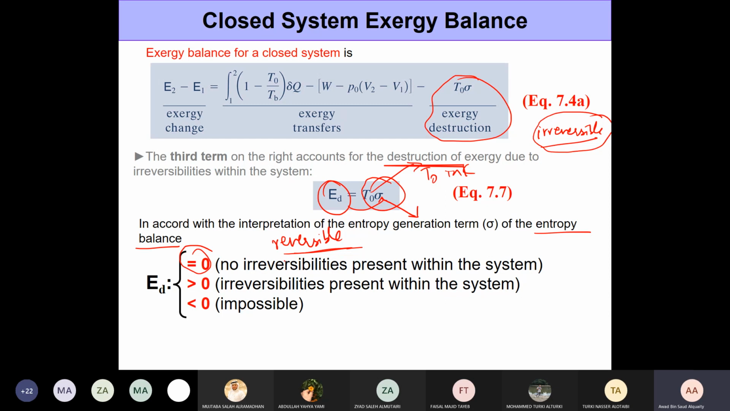On the other hand, if you're dealing with an irreversible process, then there will always be some entropy being generated. Entropy generation will be greater than zero. Because the only other term is T naught, and T naught is always positive, the exergy destruction will also be positive when there are irreversibilities within the system. And of course, entropy generation cannot be negative for any possible process, so the same is the case with exergy destruction. It follows the same sign.